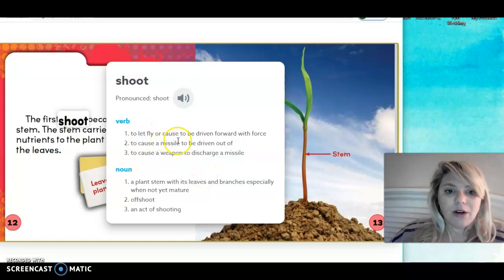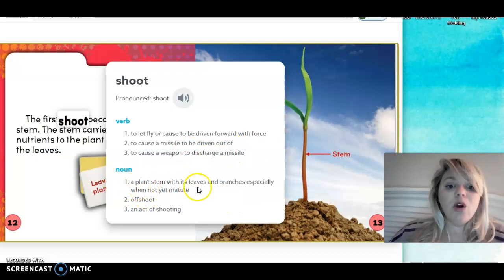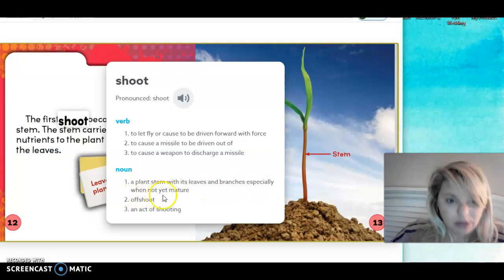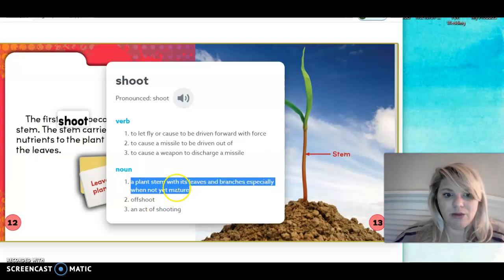To let fly or cause to be driven forward with force. To cause a missile to be driven out. To cause a weapon to discharge a missile. That doesn't sound like anything we need with plants. Ooh, here, let's look at the noun. A plant stem with its leaves and branches, especially when not yet mature. So it looks like this is the correct definition since we're talking about plants.